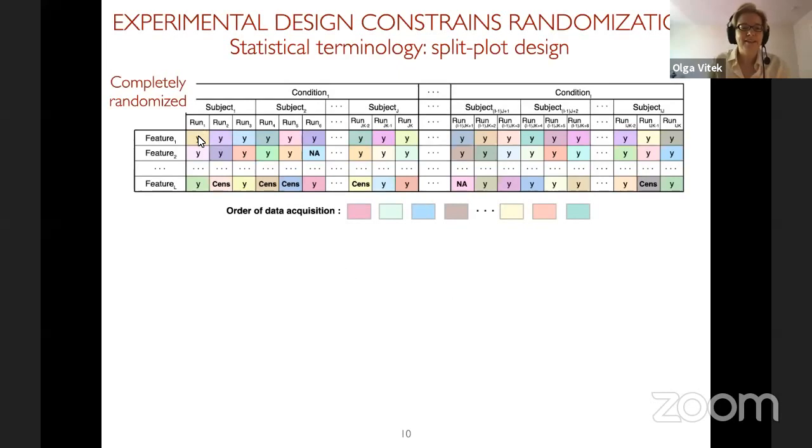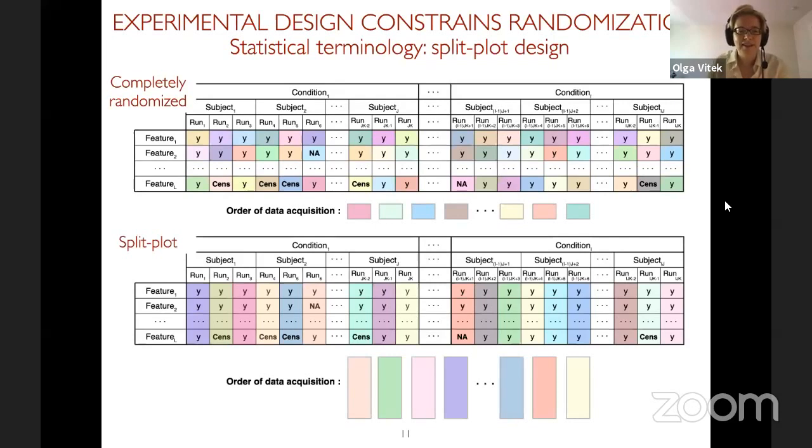where we take this run and acquire the intensity of this feature, and then we take this run and acquire intensity of this feature, and then we go back and acquire intensity of this feature. Of course, this is not possible. This is not how the data are collected. So when we think about using statistical methods that represent these data structures, we need to account for the fact that the data are not completely randomized.